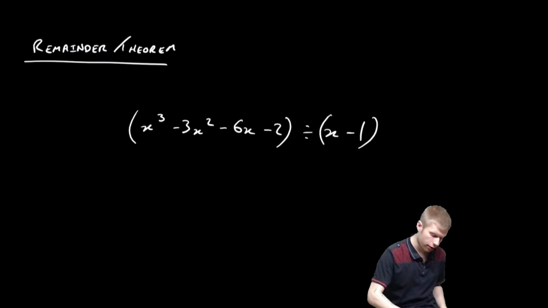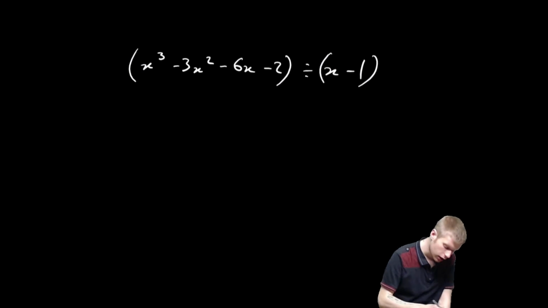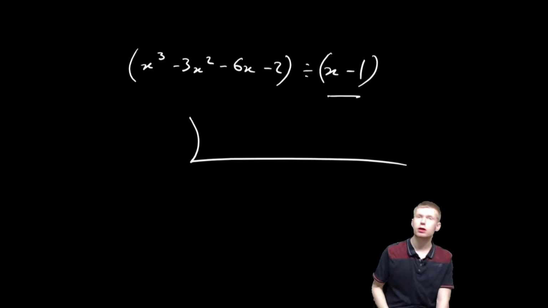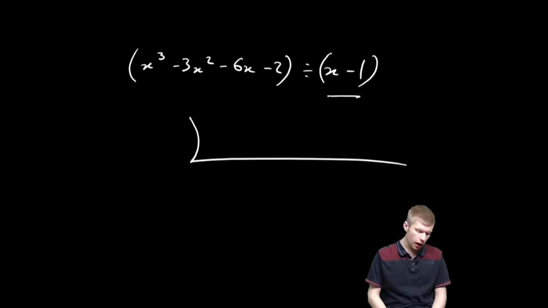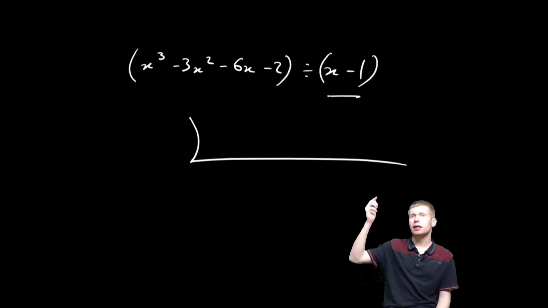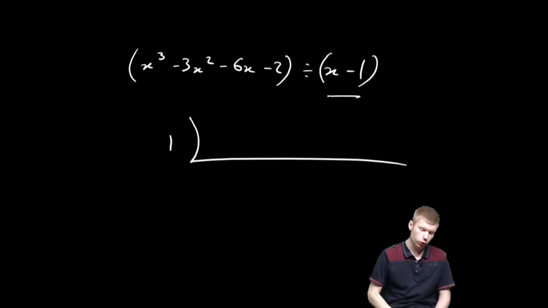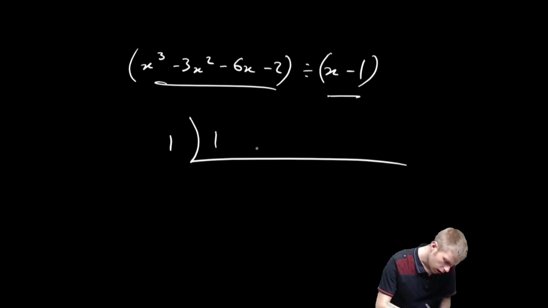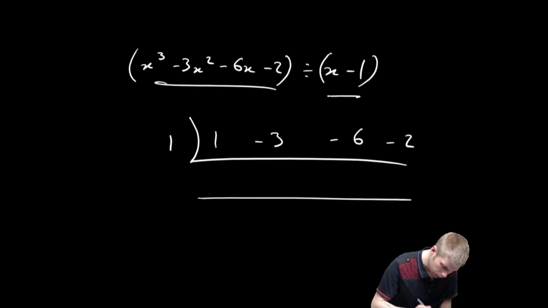Well, I'm going to use my quick method, right? So I'm going to use my synthetic division. What I'm going to do is use the root. So set up my synthetic division, the little upside down division thing. First of all, I'm going to find the root. If x minus 1 is the factor, then the root is 1, x equals 1. Then I just use the coefficients of this thing here. So I've got 1, minus 3, minus 6, and minus 2. Put another line in there.